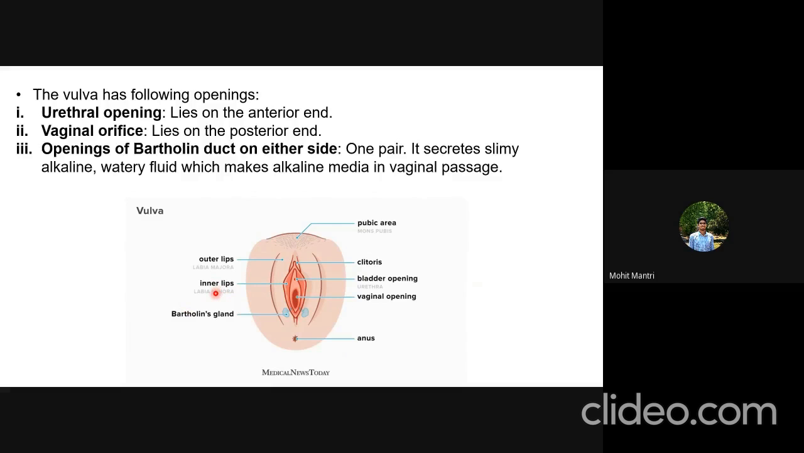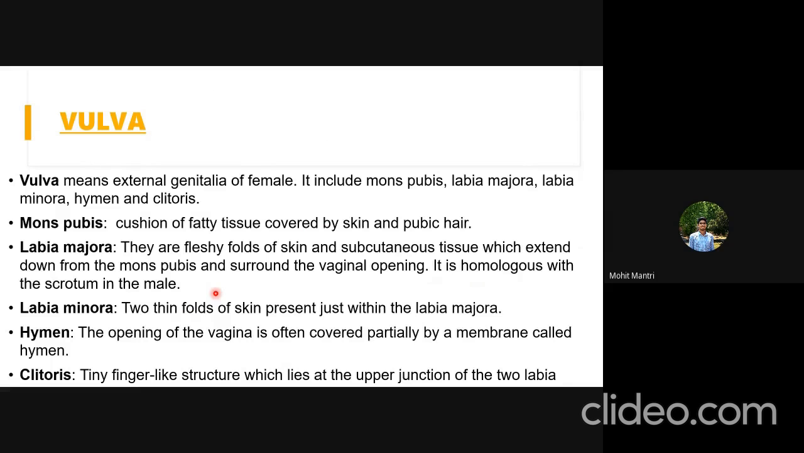Then comes the hymen, which is the opening of the vagina, often partially covered by a membrane. This hymen usually breaks after the first coitus, but it is not a proof of virginity, because the hymen can break due to several other reasons, such as physical activities. Sometimes, even after coitus, the hymen may not break. So it's not necessary, but usually the hymen breaks after first coitus.